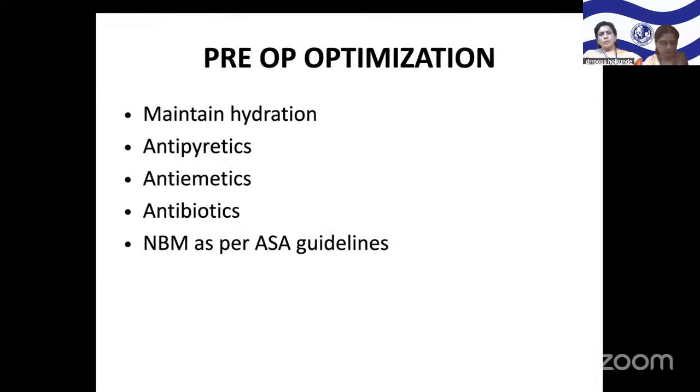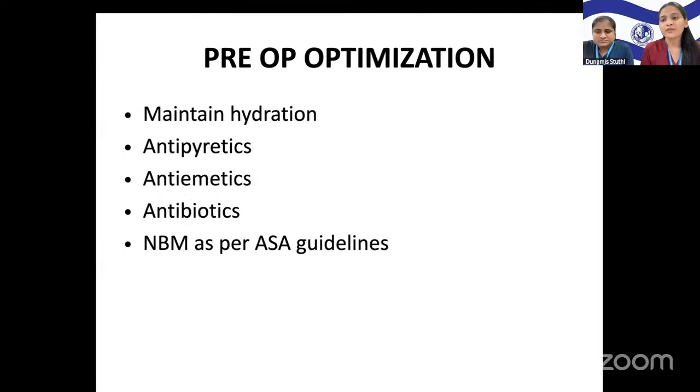How will you do the pre-optimization of the patient? As we have taken history, the patient has come with complaints of pain abdomen, vomiting, and fever. So we would like to maintain hydration. We would like to give crystalloids to the patient and maintain hydration. And antipyretics, injection paracetamol, 1 gram IV every 6th hourly can be given. Antiemetics, injection ondansetron, 4 mg IV can be given.